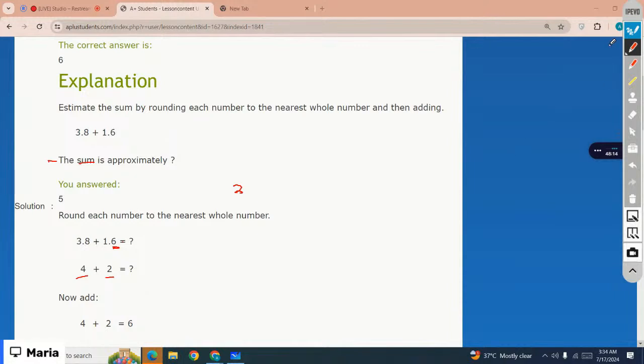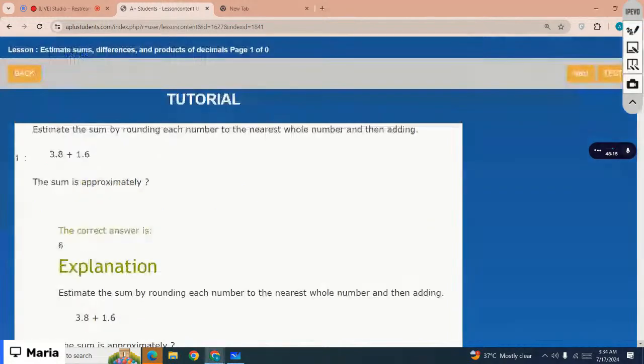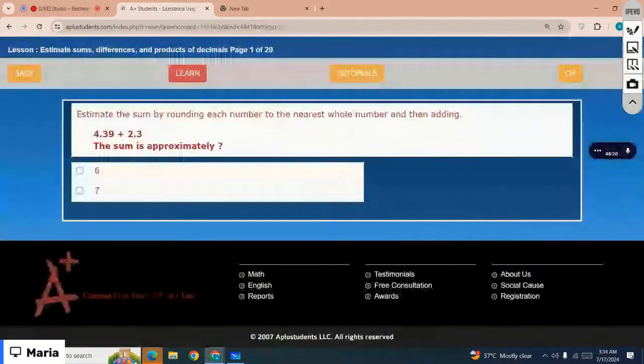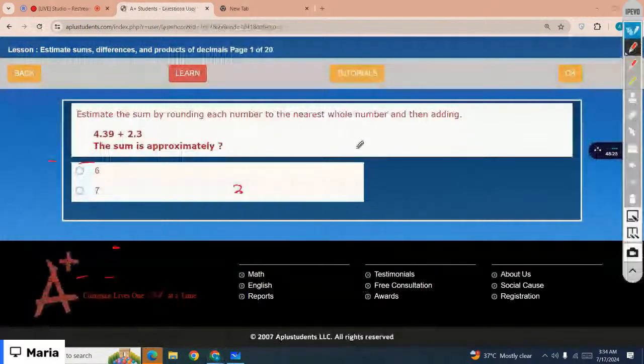Okay, let's just start with the test questions. Estimate each number to the nearest whole number and then add. You need to round them off to the whole number, right? And then you have to add.